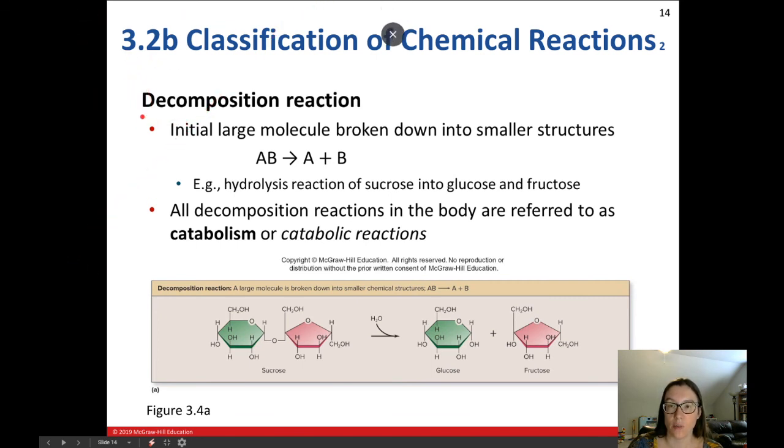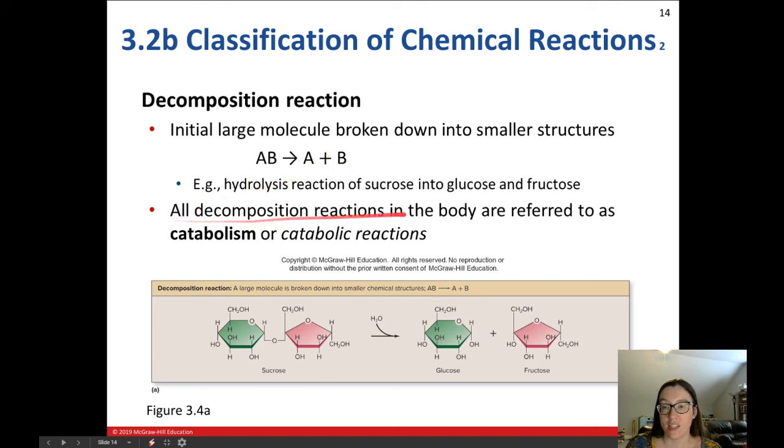So this first part is a decomposition reaction. Whenever we talk about a decomposition reaction, we're talking about a reaction that starts with a bigger molecule and makes 2 smaller, or not necessarily 2, but makes more smaller molecules. So in this example, we have AB, so 1 big molecule, and then it's going to break down into A plus B. So we're breaking it down.